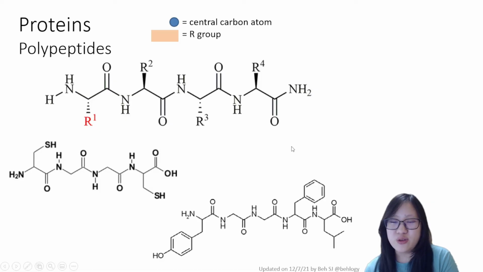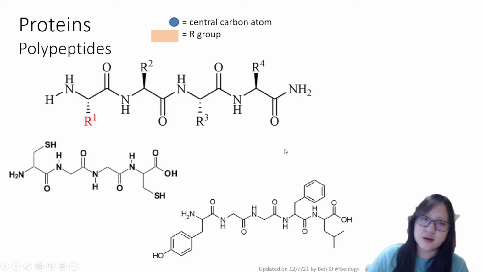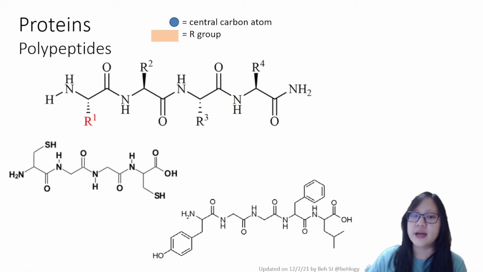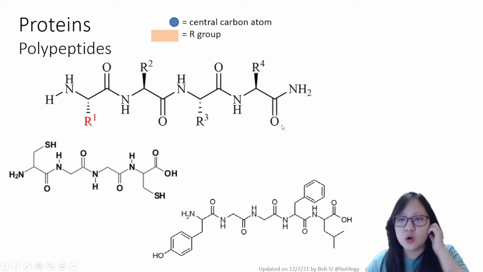Of course, you need to identify different molecules and different polypeptides. Sometimes they give you the skeletal structure, which looks absolutely scary now. But if you take a closer look, you'll be able to identify the R groups.